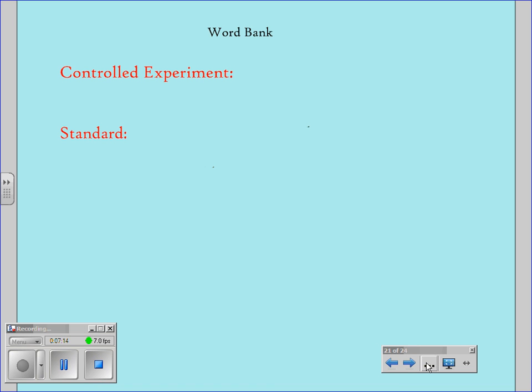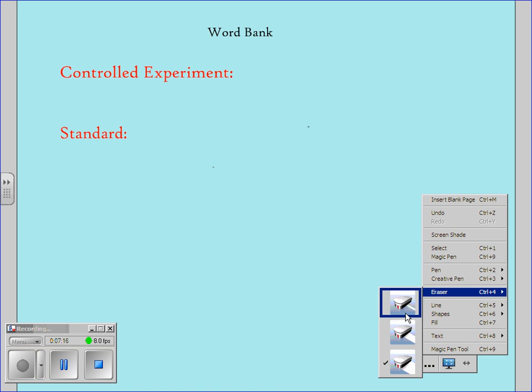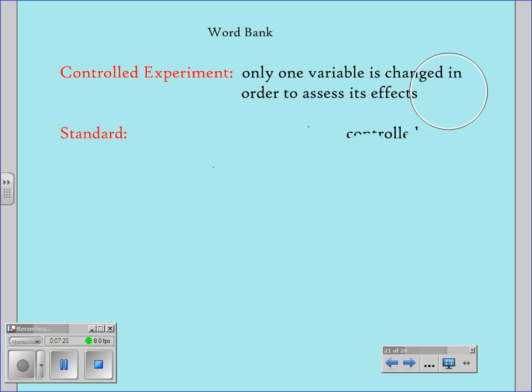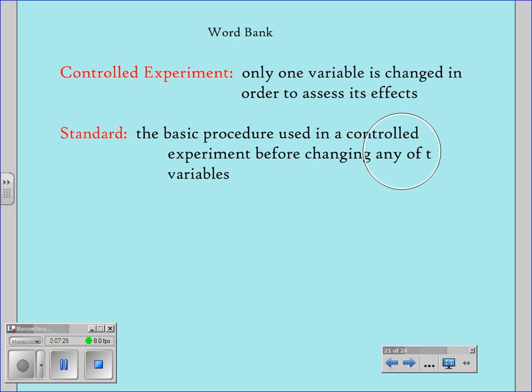And we went into the word bank. A controlled experiment is where only one variable is changed in order to test its effects. And then we looked at standard. A standard is the basic procedure used in a controlled experiment before changing any of the variables.